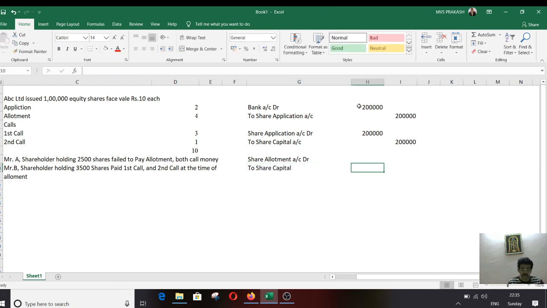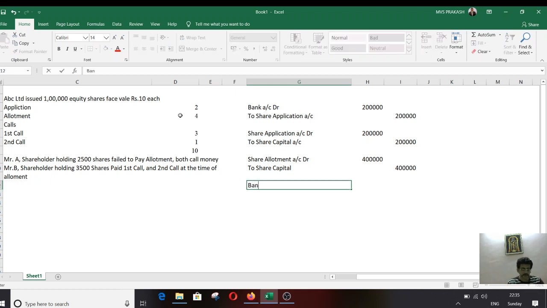So how many shares? 1 lakh shares. What is the value I will receive per share on allotment? 4 rupees. So I should receive 4 lakhs, and I will transfer that amount to share capital. That is the entry you pass for the income accrued but not received in the case of your allotment. Then finally you receive the money.